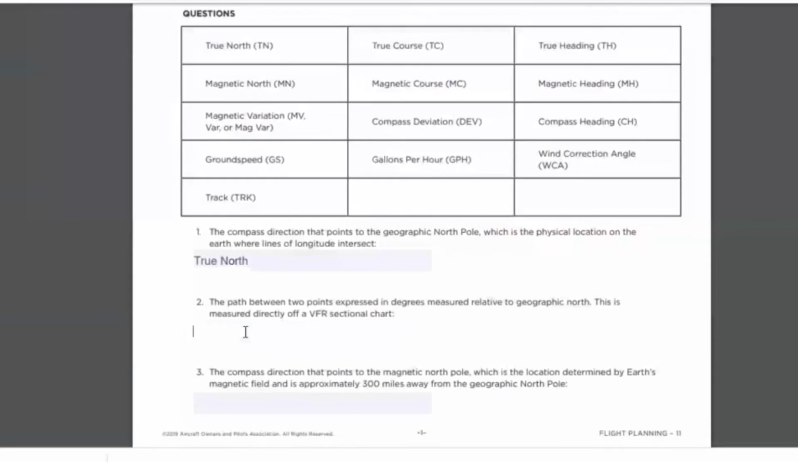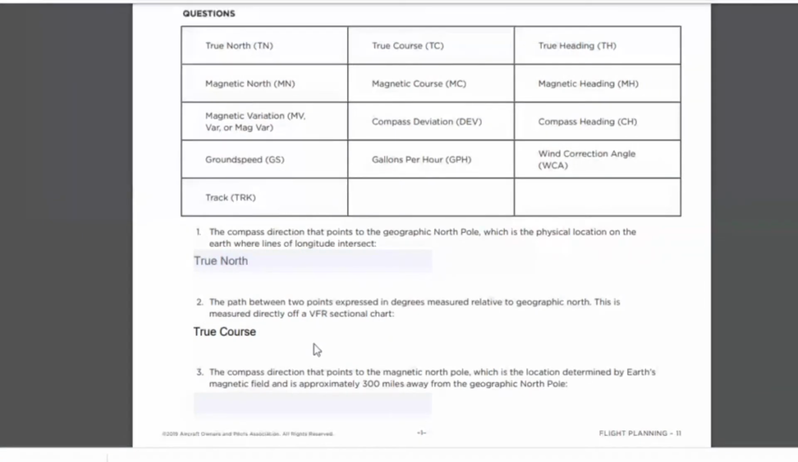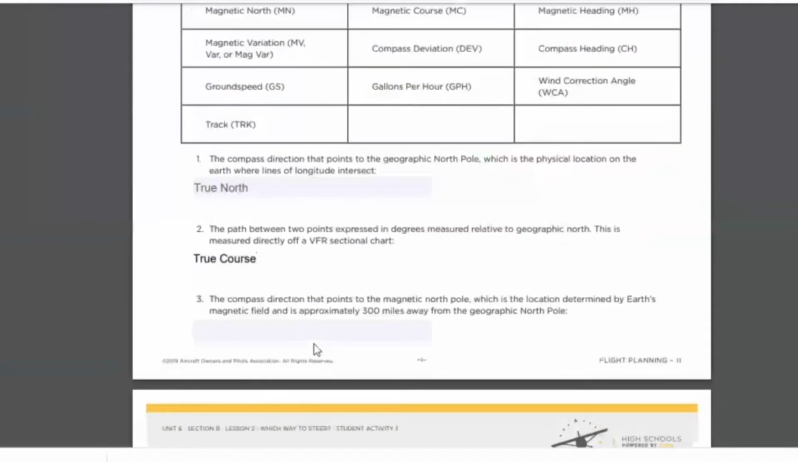Next is the path between two points expressed in degrees measured relative to geographic north, and this is measured directly off a VFR sectional chart. So it's your true course. This is also known as your path over the ground, like your flight path. It says geographic, so it would be true. And we're talking about the angle between two points on the ground, so that's your course. And this is the same thing as your ground track, your path over the ground.